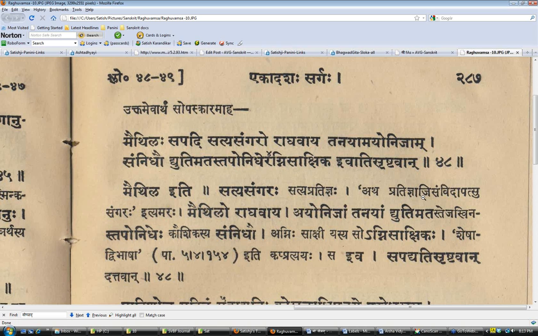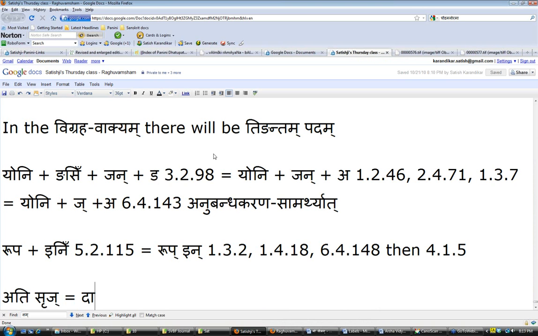Ajao sthiro bhava. By the way, all these things, thanks to this, there are these wonderful resources that we have now. This Sanskrit documents.org, a wonderful website, which has all these documents online in Unicode so we can search them. So please make use of this.